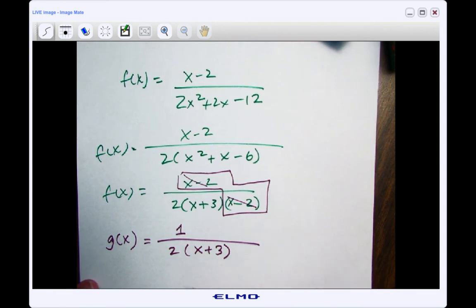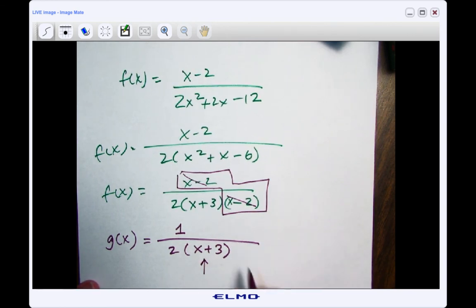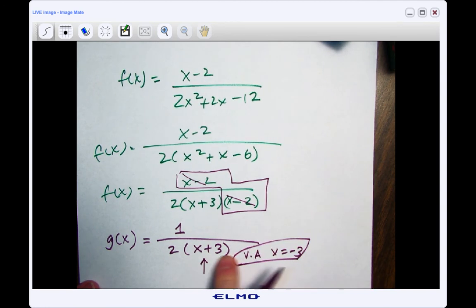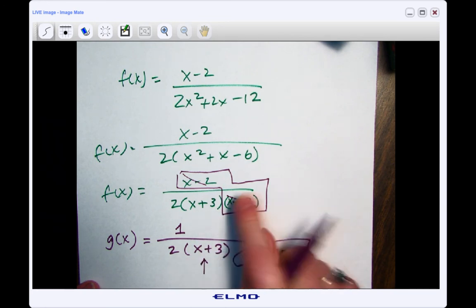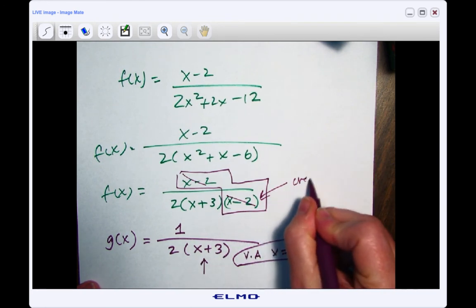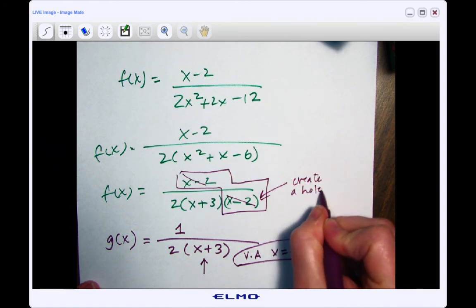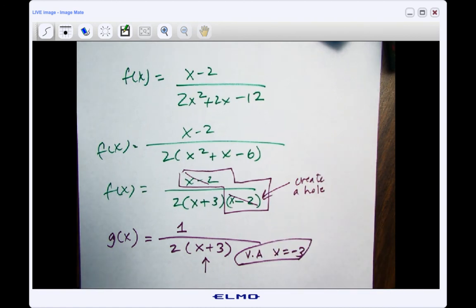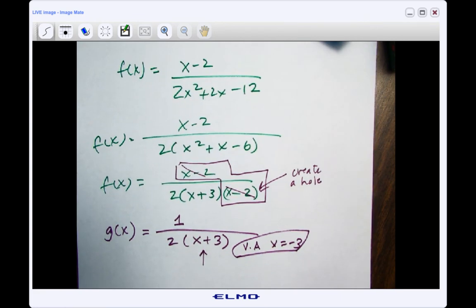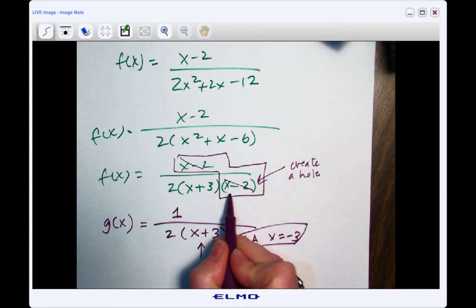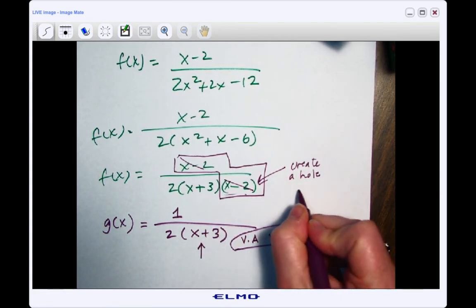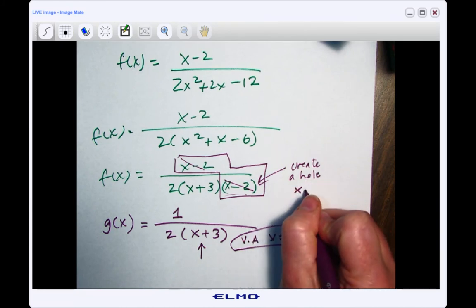All right, so this one is going to produce a vertical asymptote. So my vertical asymptote is going to be x is equal to -3. So this leftover factor that does not cancel creates a vertical asymptote. And the factor that canceled is going to create a hole. Now the only thing that I need to do is to figure out where that hole is. And how am I going to do that? Well, the first thing is to figure out the x value. So the x value here is x is equal to 2, which is where my hole is.